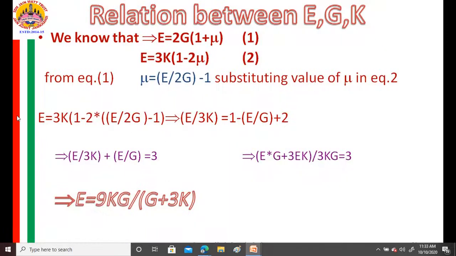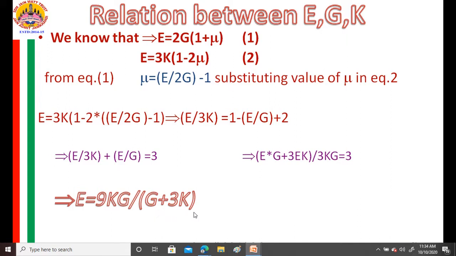Once again I will repeat the relationship between E, G, K. We know E is equal to 2G into 1 plus mu, E is equal to 3K into 1 minus 2 mu. From the first equation, I am calculating the value of mu. Mu is equal to E by 2G minus 1. Substitute this value of mu in the second equation and simplify it. You will get E is equal to 9KG divided by G plus 3K.